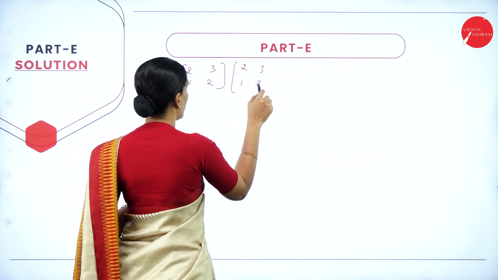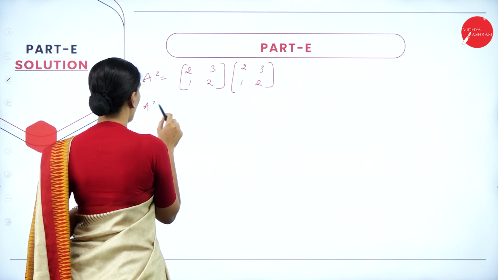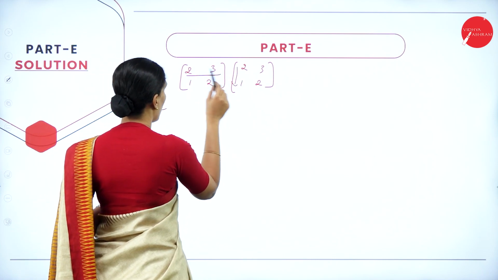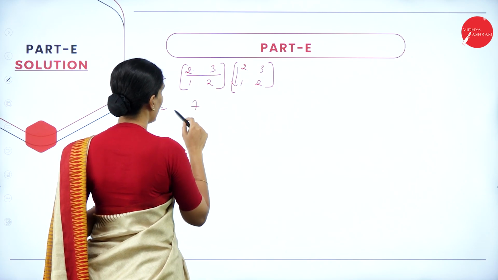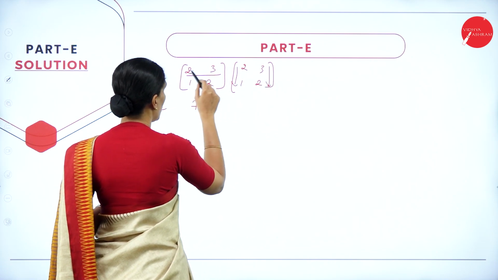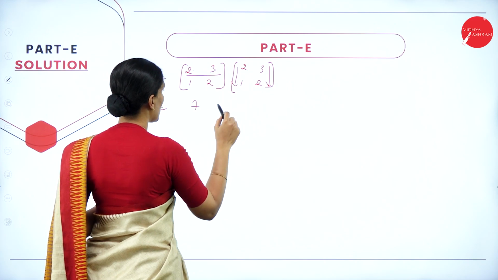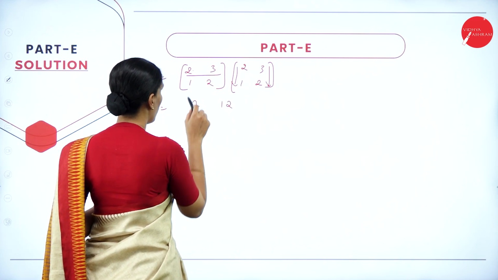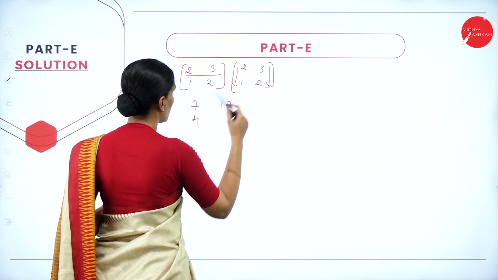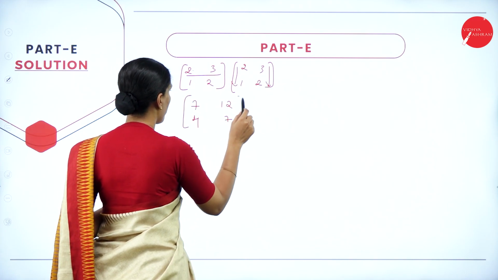2, 3, 1, 2. So let's find A square. First row into first column: 2 2s are 4, 3 1s are 3. So 4 plus 3, 7. First row, second column: 2 3s are 6 plus 3 2s are 6, 12. Then 1 2s are 2, 2 1s are 2, 4. And 1 3s are 3 plus 2 2s are 4, 7.